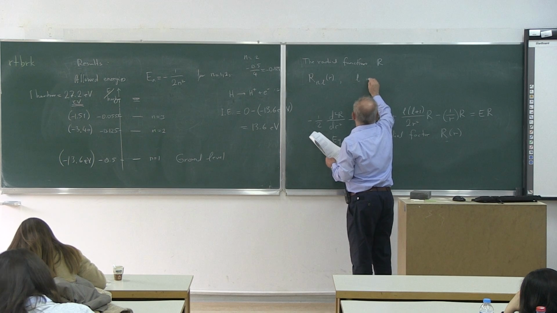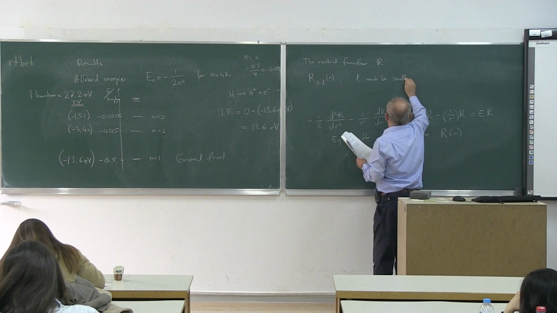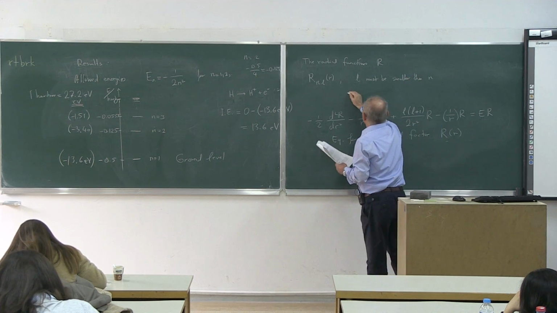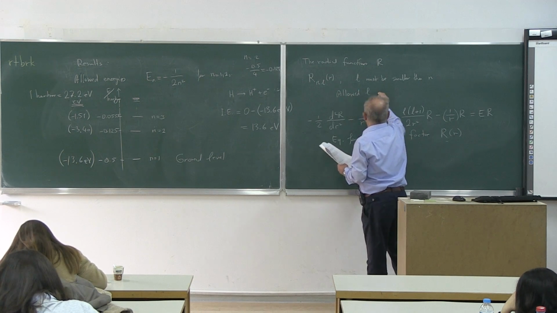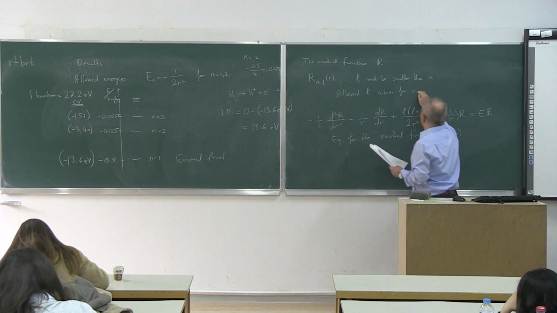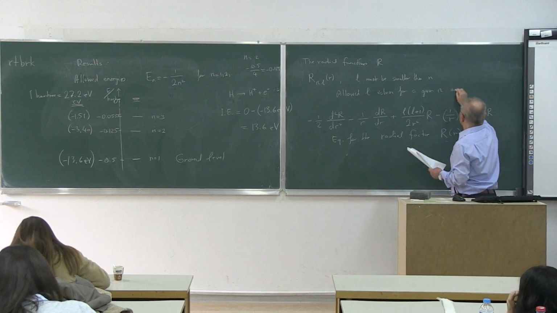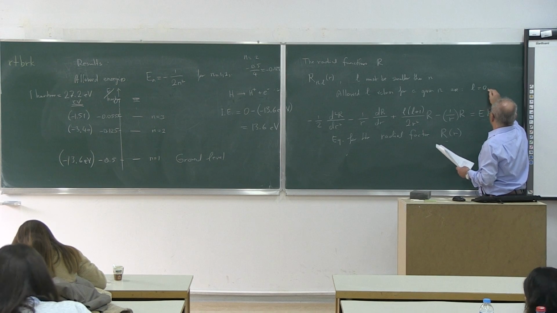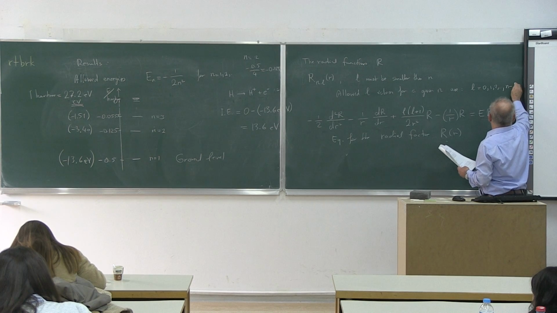L must be smaller than n, so that allowed L values for a given n are L: it starts with 0, 1, 2, and its largest value is n minus 1.